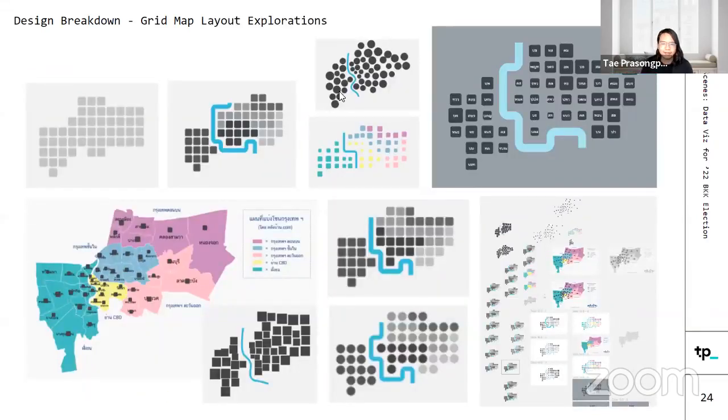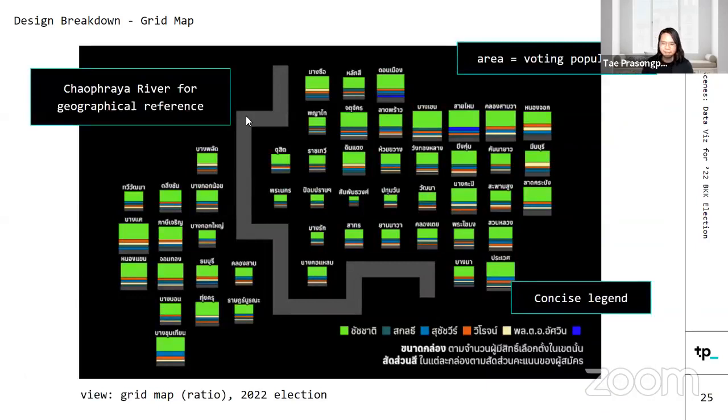And we also added the river for geographical reference. For people who live in Bangkok, you may be familiar with the terms Phang Thon and Phang Pranakorn, which divide the Bangkok area into the west side and the east side of the river. By adding this river here, I tried to make it easier for people to find their district.